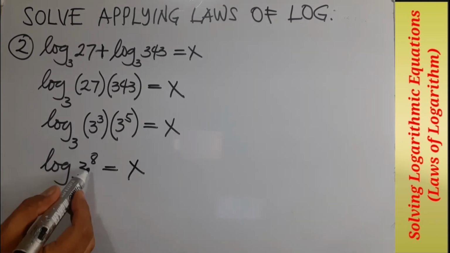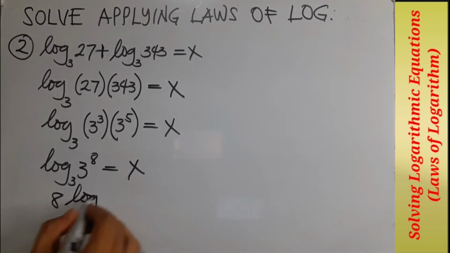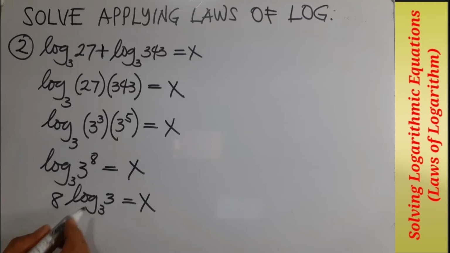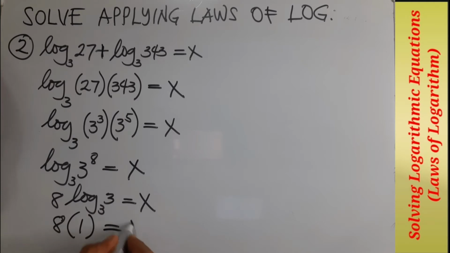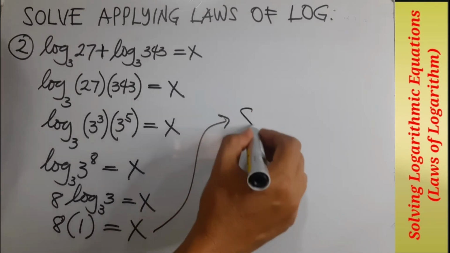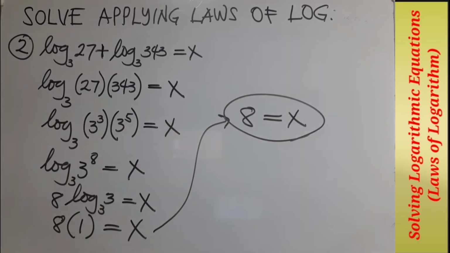Then apply the power rule. So we have 8 log of 3 with base 3 equals x. Then apply the identity rule. So we have 8 times 1 equals x. 8 times 1 is equal to 8. So we have the same answer.